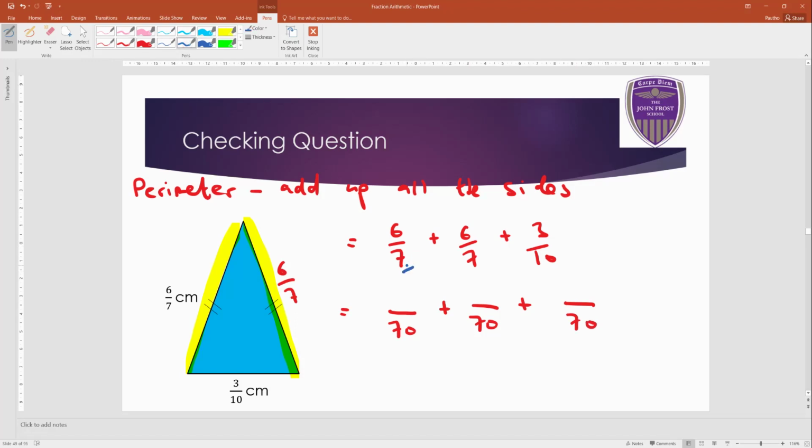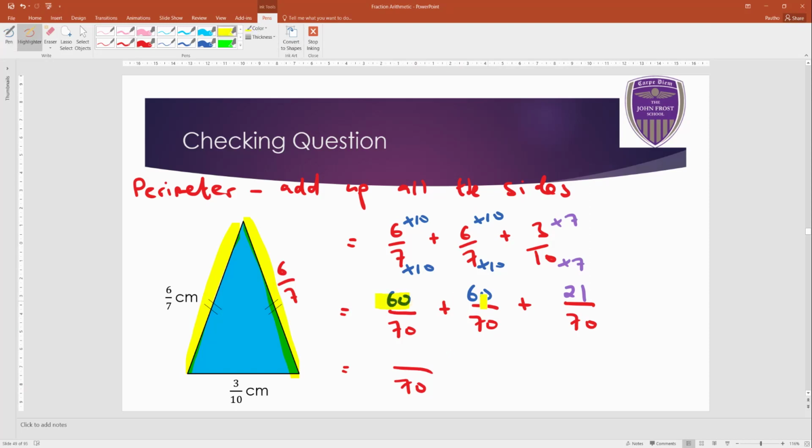Again, 7 times 10 is 70. So 6 times 10 is 60. And obviously this middle fraction will be exactly the same. All right. I'll put a times 10 on there, but we know it's the same as the left-hand one, don't we? And then this one here, 10 times 7 is 70. And 3 times 7 is 21. So you've got your common denominator. So it's going to be over 70.